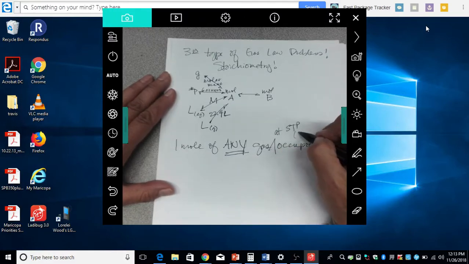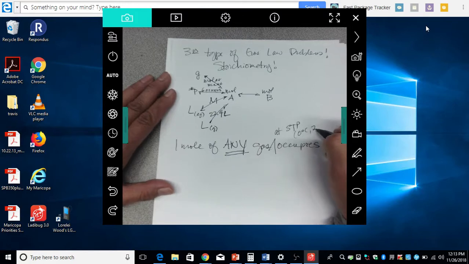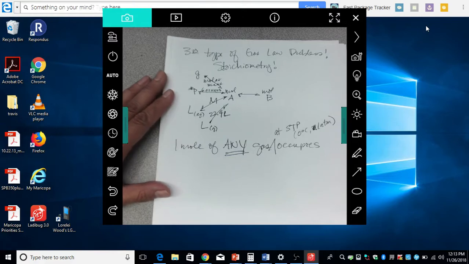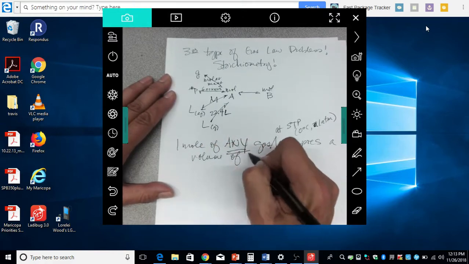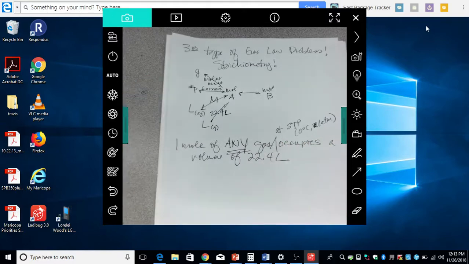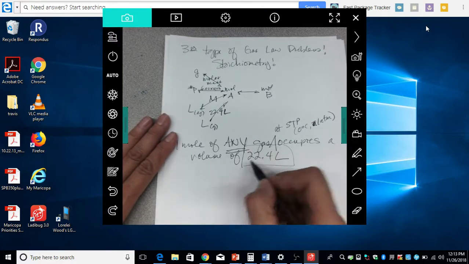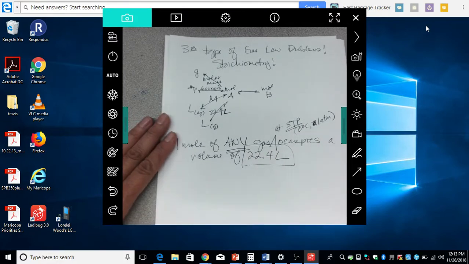Remember, STP we decided is 0 degrees Celsius and 1 atm, occupies a volume of 22.4 liters. Now it's got to be at STP. And this is one of Dalton's premises in gas law problems, that because the particles of the gas are so small and insignificant compared to the volume that they take up, they all occupy the same exact volume if they are at those conditions, which is standard temperature and pressure.